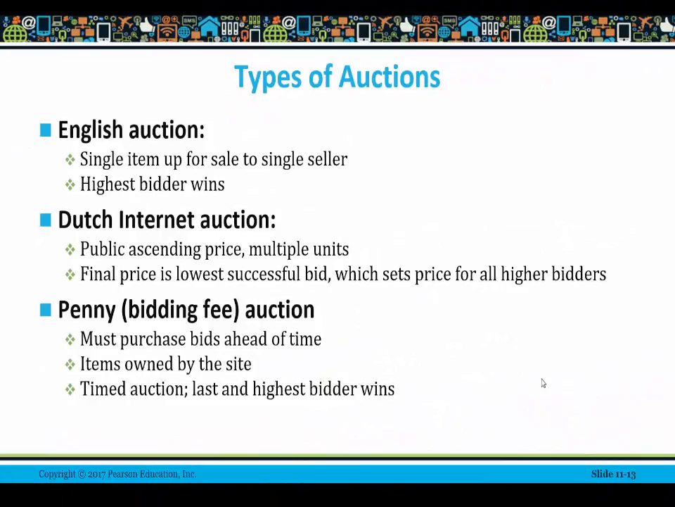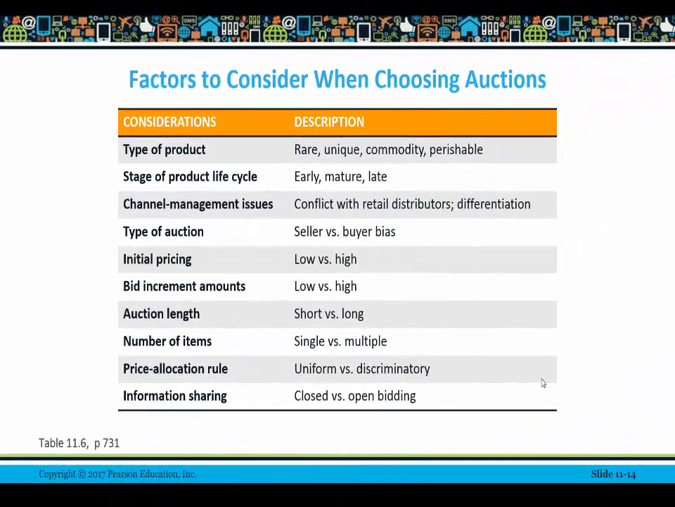There are different types of auctions. The text focuses on four primary types: English auctions, like eBay; Dutch internet auctions; name your own price auctions, like Priceline; and penny bidding fee auctions. Table 11.6 provides a list of factors that managers should take into account when considering auctions for various products, from type of product to product life cycle to closed versus open bidding.